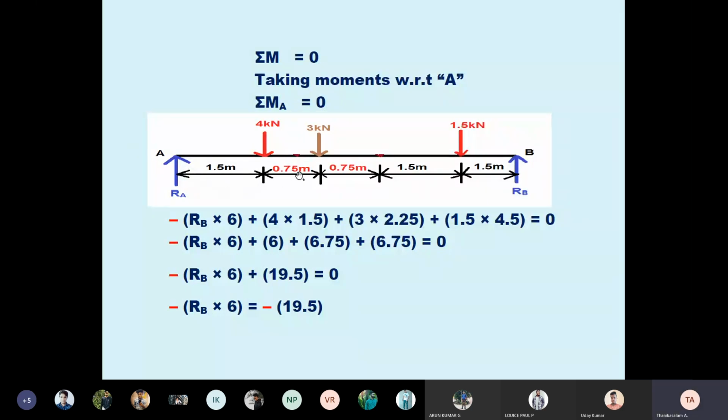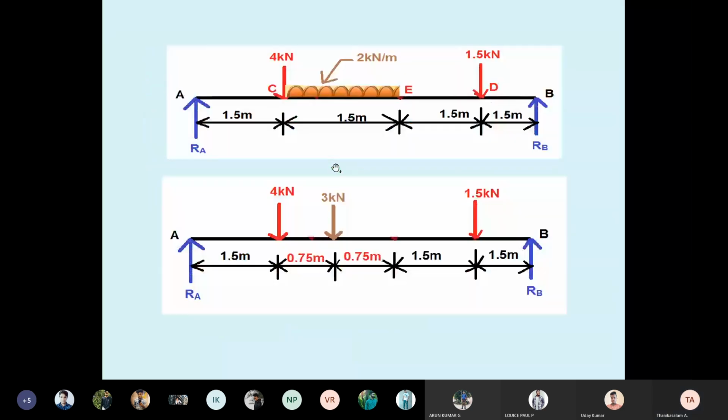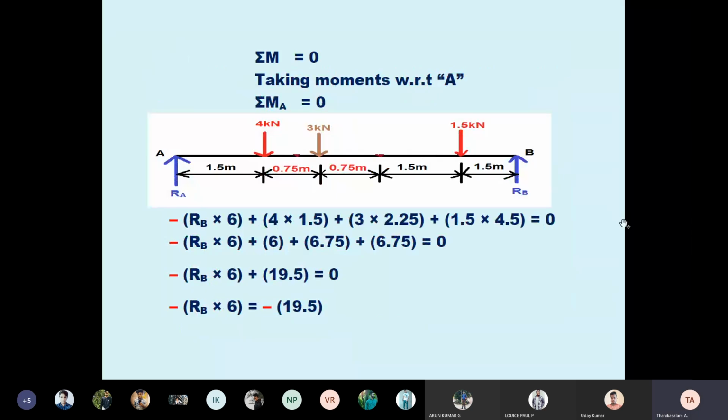1.5 plus 0.75. Students, 3 into what distance? 1.5 plus 0.75 is 2.25, no. That's why here 3 into 2.25 kilonewton. Next, 1.5, what is the total distance? 1.5, 0.75, 0.75, 1.5, that is totally 4.5. So 4 into 1.5, 3 into 2.25, from the reference point. Then for the next one, 1.5 into how much distance? 1.5, 1.5, therefore 4.5, equal to 0.